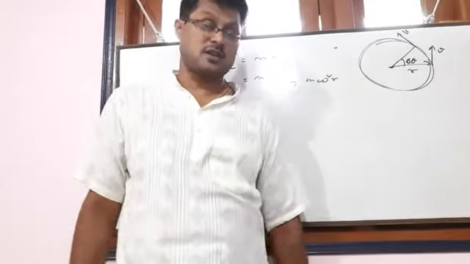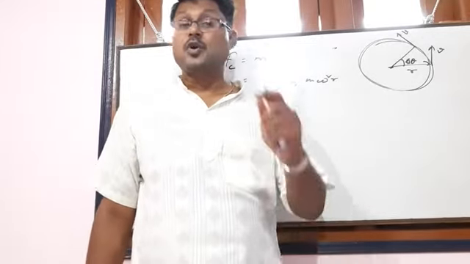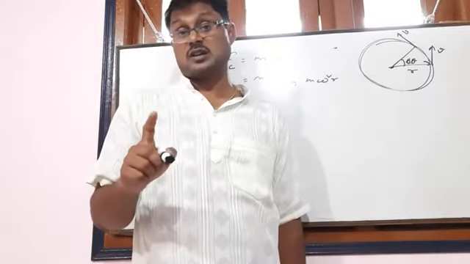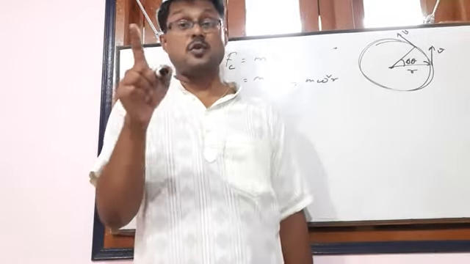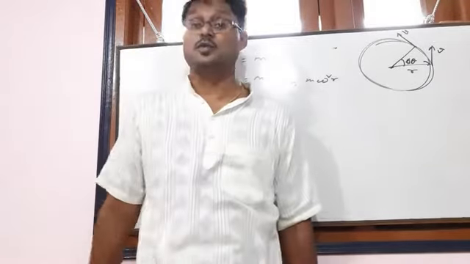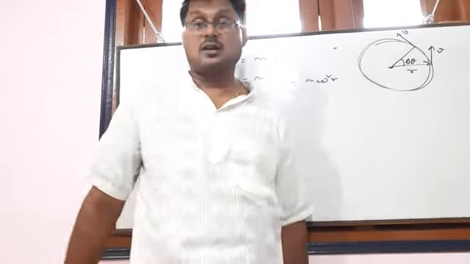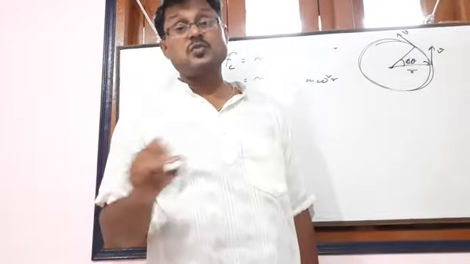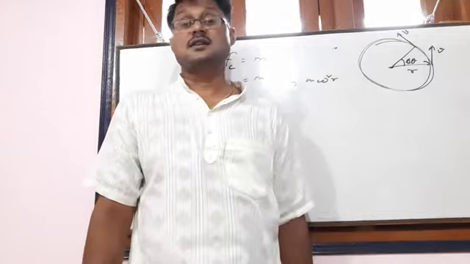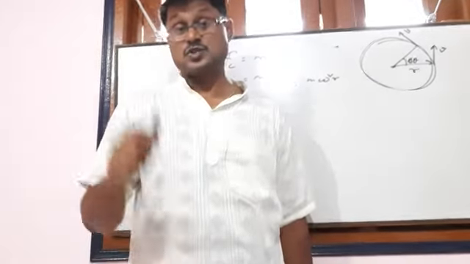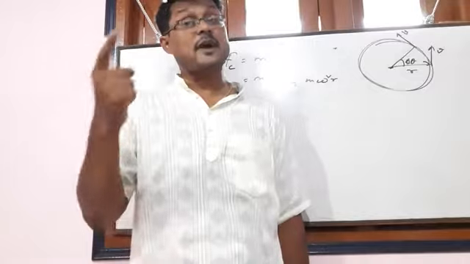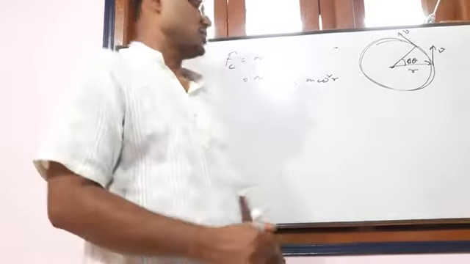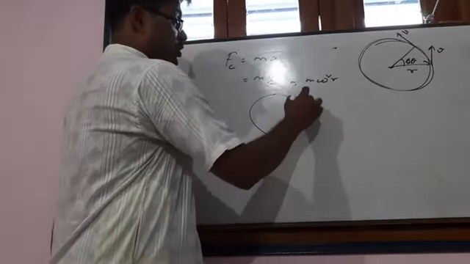Now what is the definition of centripetal force? The force which is required to produce uniform circular motion. You have to keep in mind, it means omega constant. If omega is not constant, then you cannot define centripetal force. So in uniform circular motion, the force which is required to produce uniform circular motion, which is always directed towards the center and remains perpendicular to the linear velocity, is known as centripetal force.